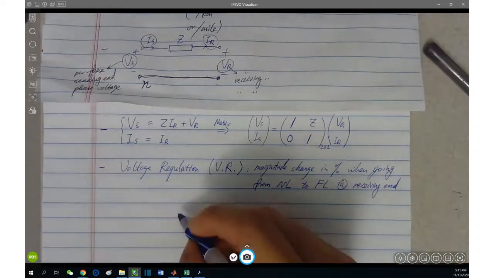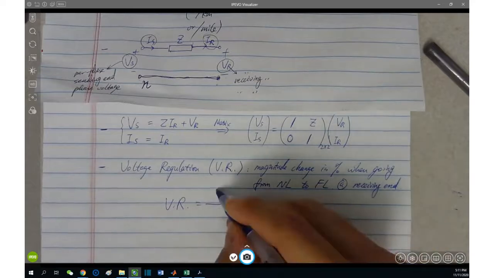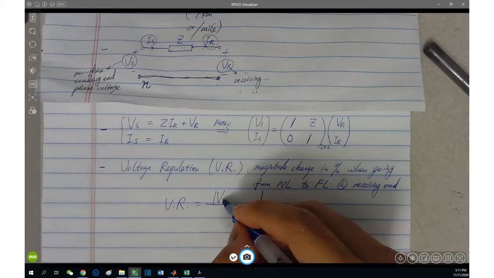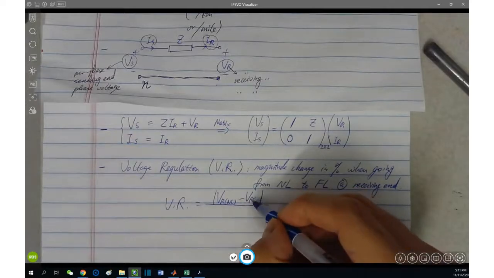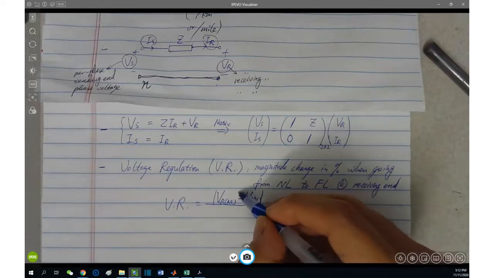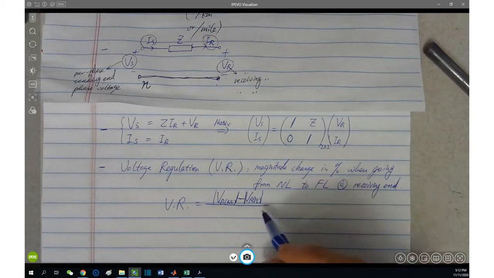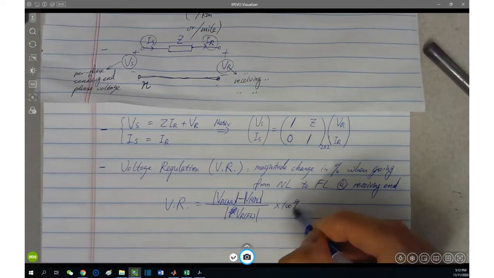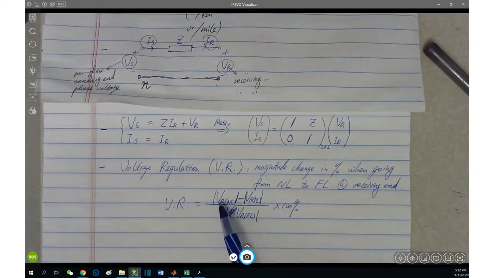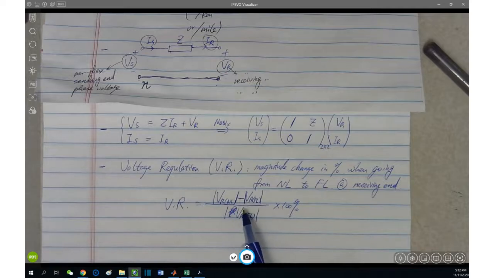So mathematically, VR just equals what? Magnitude change, right? So here is VR no load minus VR full load. Sorry, this is the magnitude change, the subtraction between two magnitudes. Divide by the magnitude of the full load, VR full load. Once again, numerator is the magnitude of VR no load minus the magnitude of VR full load. Denominator is the magnitude of VR full load. Receiving end voltage from no load to full load. The voltage change.